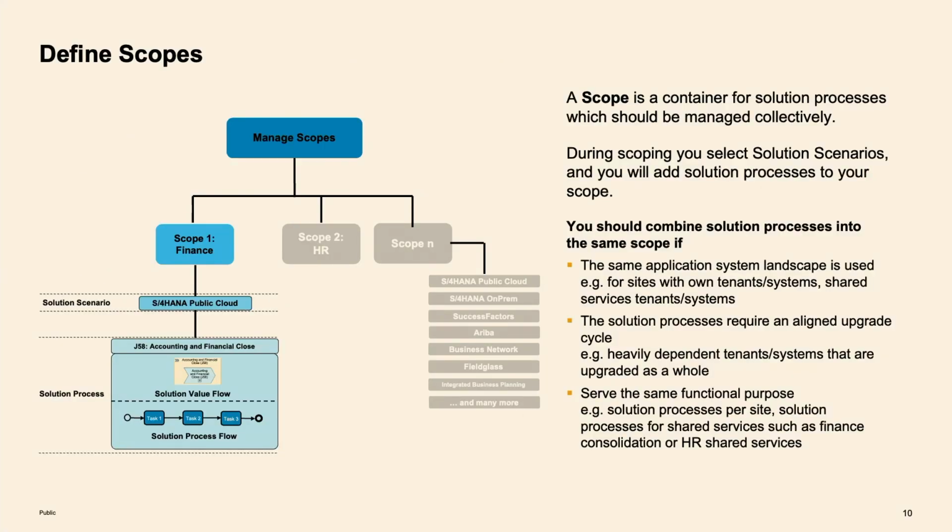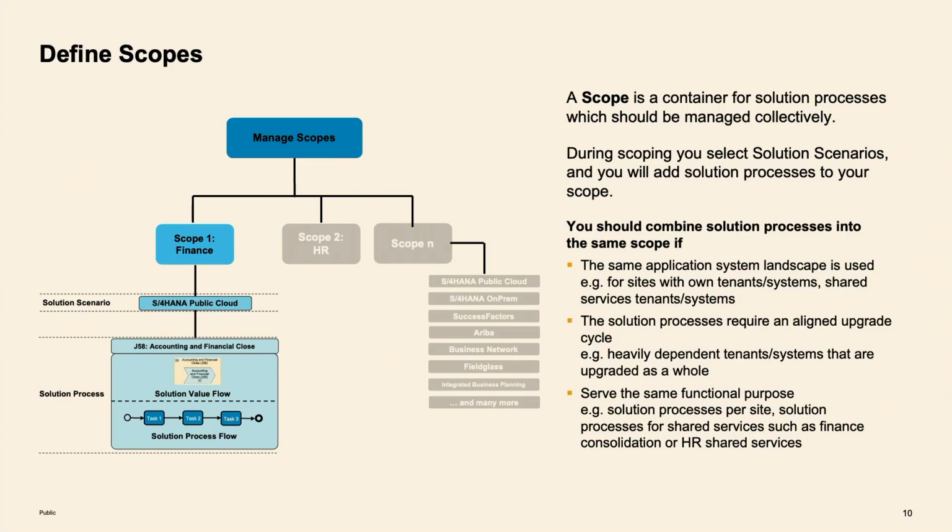So, define scope in more detail. We scope in SAP Cloud ALM a solution scenario, which is a package of processes. For example, for S/4HANA Public Cloud you have a solution scenario, but also for S/4HANA on-premise, for different modules of Ariba, for example Ariba Sourcing, for SuccessFuctors Employee Central, and many, many more. And then you go and scope the solution process.